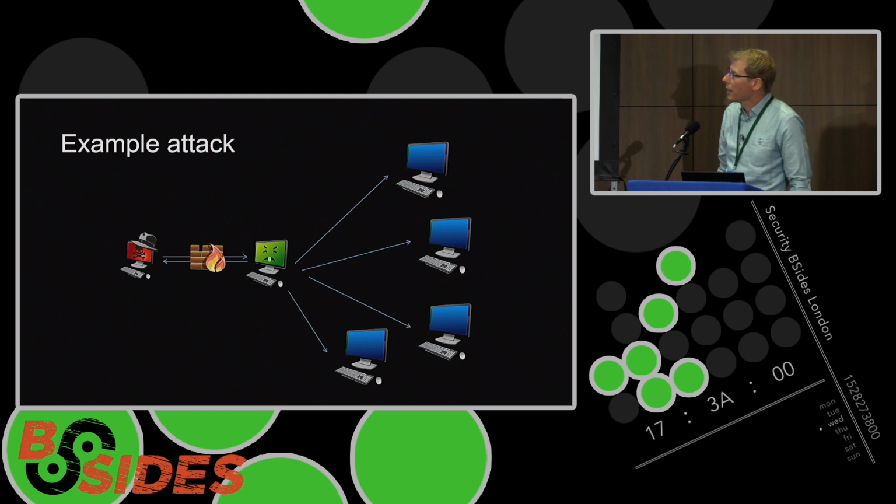So this is a typical attack that I'm talking about. We have a compromised machine in the middle. It doesn't really matter how it was compromised. Could be phishing, could be a drive-by download. But once the attacker's got a point of presence on the network, they can then connect to any other machine, typically via SMB, TCP 445, and just propagate through the network.